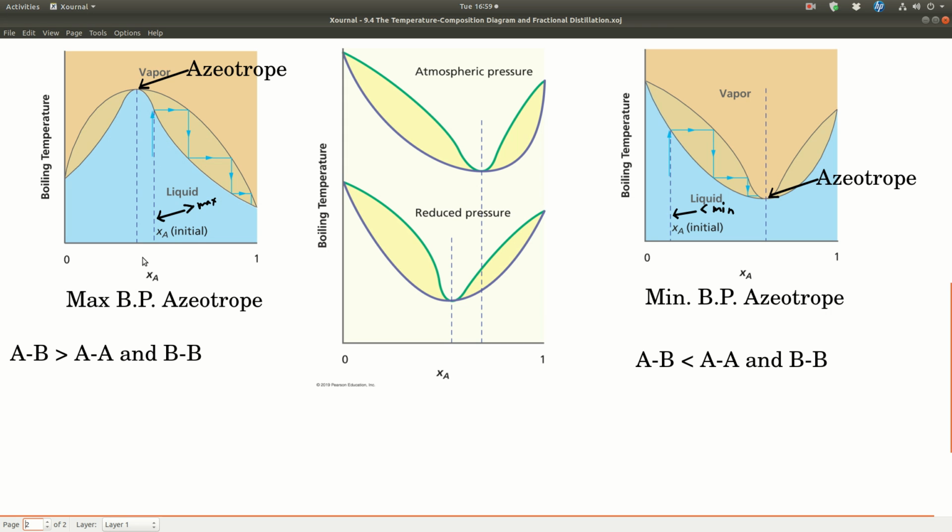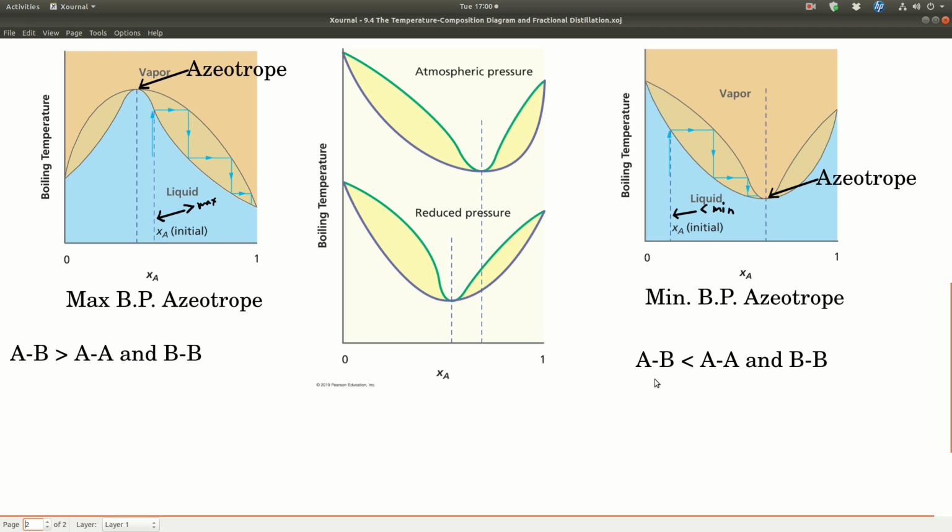Now what happens when we boil this is that the second component, B, will vaporize until the mole fraction in the liquid shifts, as B leaves, back over here. Once we hit this composition right here, then nothing changes, because we're at the azeotrope. The composition of the vapor is equal to the composition of the liquid.